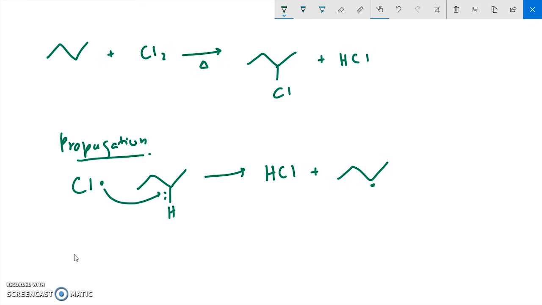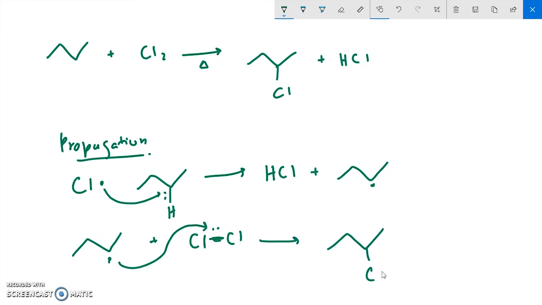This process will continue where the butane radical will attack the chlorine molecules, which is Cl2. I just write that as ClCl. Again, it consists of a covalent bond which has 2 electrons in it. The butane radical will attack one of the radicals of the chlorine to produce 2-chlorobutane plus Cl radical. In summary, the propagation reaction involves a radical together with a neutral compound.